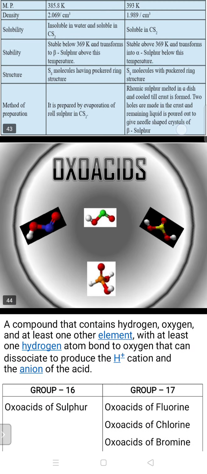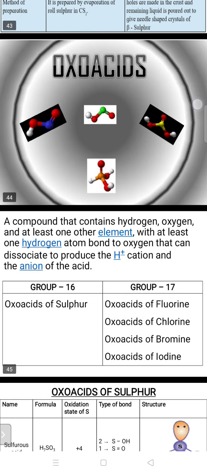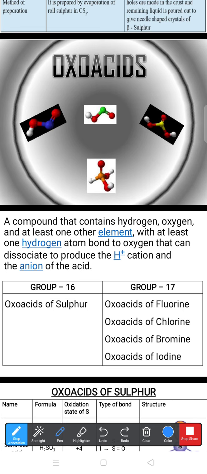Now from these groups we will see oxo acids. Actually, what does oxo acid mean? These are the compounds formed by combination of oxygen with a particular element of the group that has the ability to form oxo acids. It is a compound that contains hydrogen, oxygen and at least one other element, with at least one hydrogen atom bonded to the oxygen that can dissociate to produce an H plus ion or cation and the anion of the acid. Comparatively, we can study groups 16 and 17.